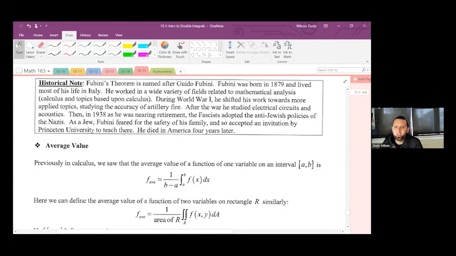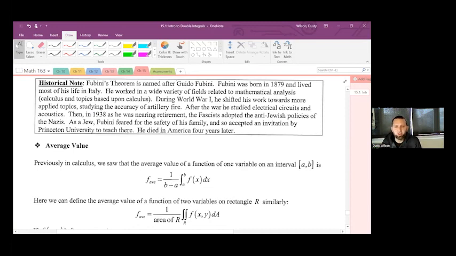Then in 1938, as he was nearing retirement, the fascists, led by Mussolini, adopted the anti-Jewish policies of the Nazis, led by Adolf Hitler. As a Jew, Fubini feared for the safety of his family, and so accepted an invitation by Princeton to teach there. So he came to America, taught here for a few years, and died 4 years later.